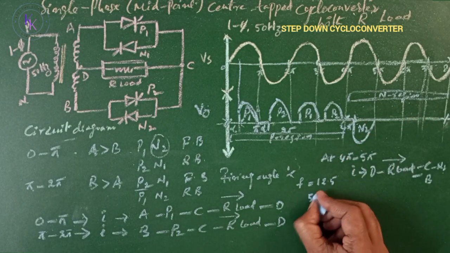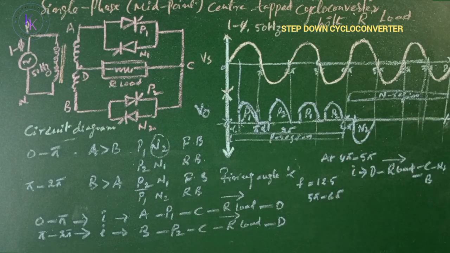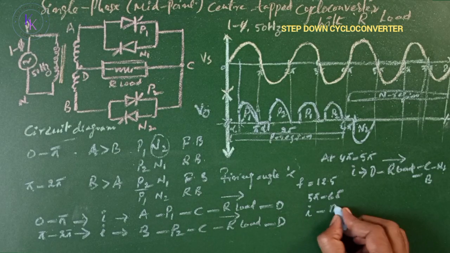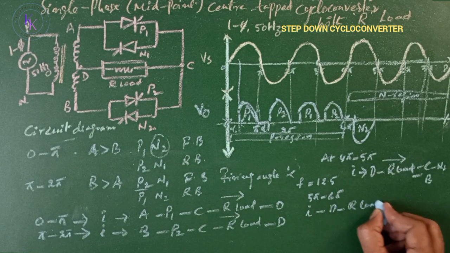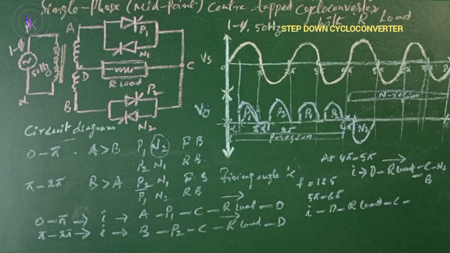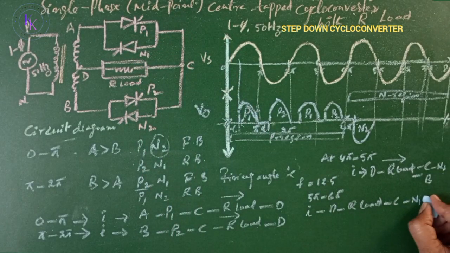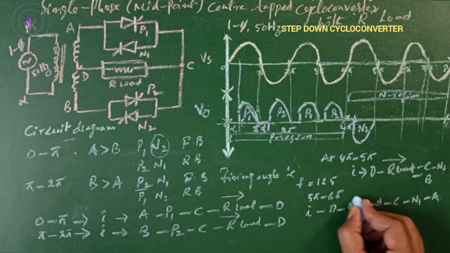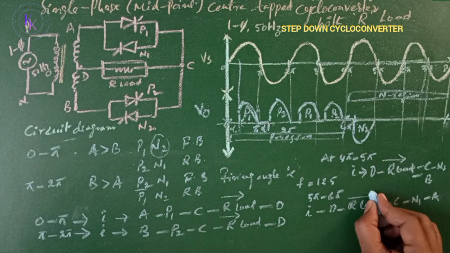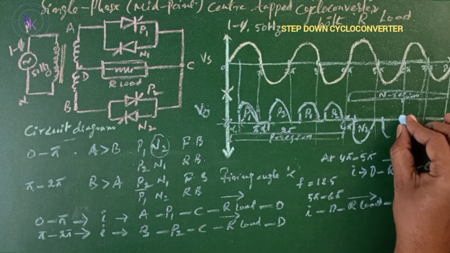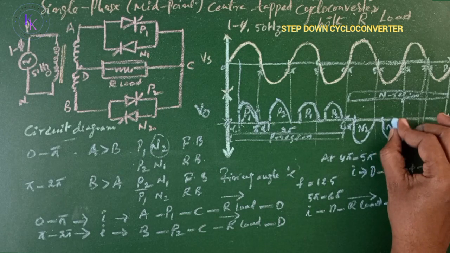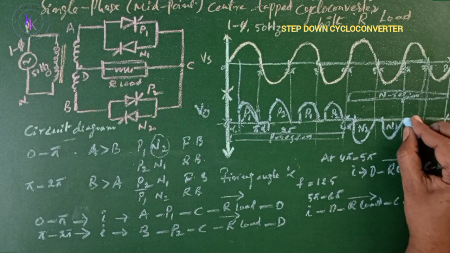Now between 5 pi to 6 pi, the current flows from D to R load to C. Here I'm turning on N1 to A. Here the current flows from D to C at an alpha. This is due to N1. The same cycle repeats.